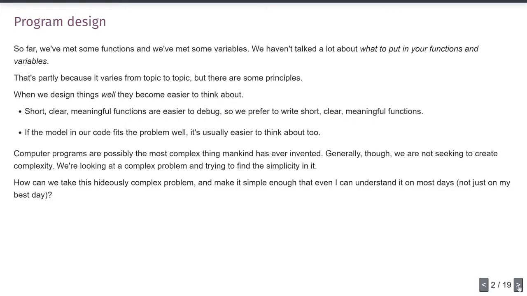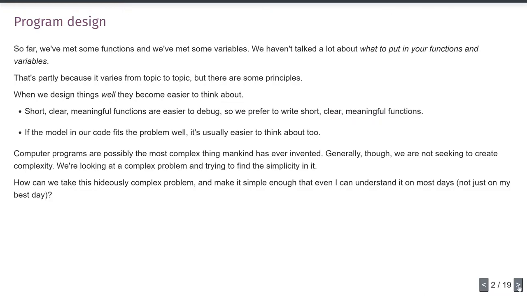But we haven't really talked a lot about how you use all that to write your program. How do you actually go about it, when here is some problem and I want to write some code to solve it? Well, that is partly because different problems are different, and so different problems end up with different code. So some of the principles we're going to talk about are a bit higher level. To motivate you to start with, half of the art of good programming is about making life easy for yourself, or at least your future self.